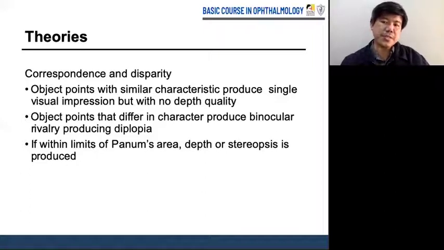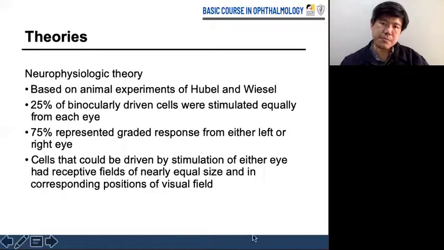So the perceived depth increases with increasing disparity. However, with increasing disparity, the quality of stereopsis decreases, which may eventually lead to diplopia. The second theory is the neurophysiologic theory. It is based on animal experiments of Hubel and Wiesel, which showed that roughly 80% of the neurons in the striate cortex can be driven from either eye in response to a visual stimulus from the retina, assuming that there exists a precise and orderly arrangement of connections along the entire retinogeniculostriate pathway.